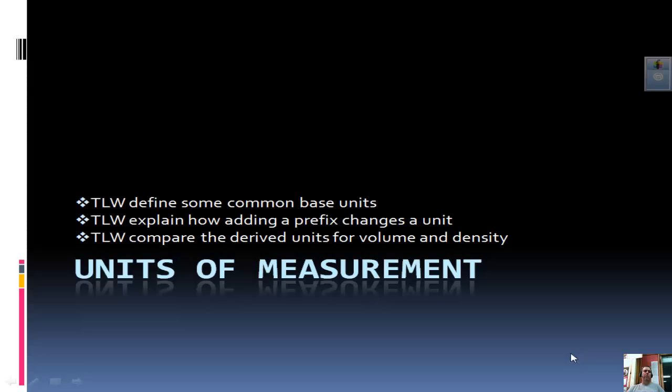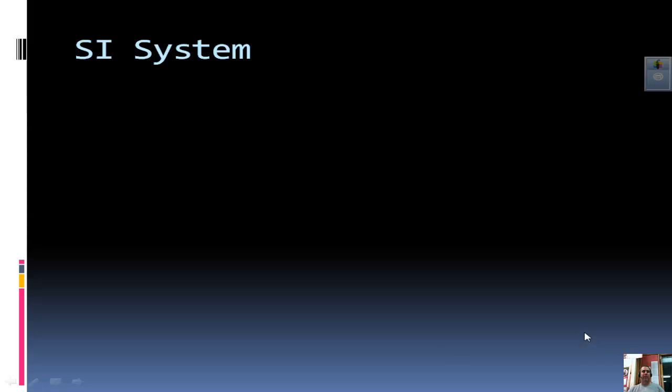All right, we're going to go ahead and get started talking about the SI system, and we're going to be specifically looking at some of the units of measurement. Today, TLW, which stands for the learner will, you're going to define some of the common base units. We're going to explain how adding a prefix is going to change a unit, and we're going to compare derived units for volume and density.